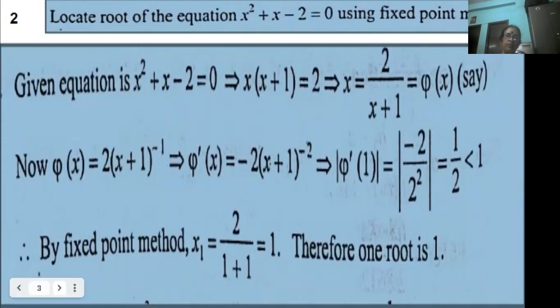So x square plus x minus 2 is equal to 0 can be written as x into x plus 1 that is equal to 2. Therefore x is equal to 2 by x plus 1. We call that phi of x. Now phi of x is nothing but 2 times x plus 1 whole inverse. Therefore phi dash x is equal to minus 2 into x plus 1 whole to the power of minus 2. Therefore modulus of phi dash at 1 is nothing but modulus of minus 2 by 1 plus 1 whole square, that is 2 square. That becomes 1 by 2, which is less than 1. Therefore by the fixed point method we can consider the first approximation x1 is equal to 2 by 1 plus 1, that is equal to 1. Therefore one root is 1.